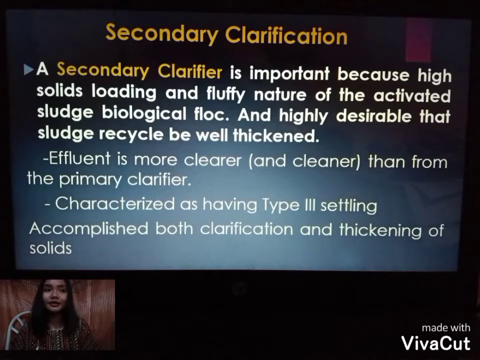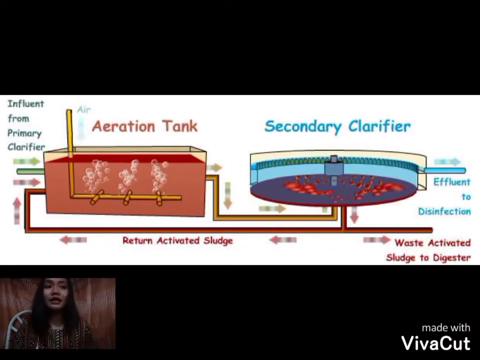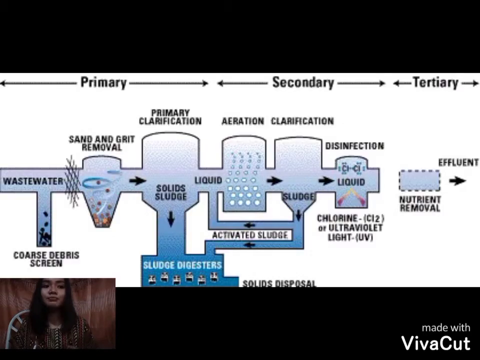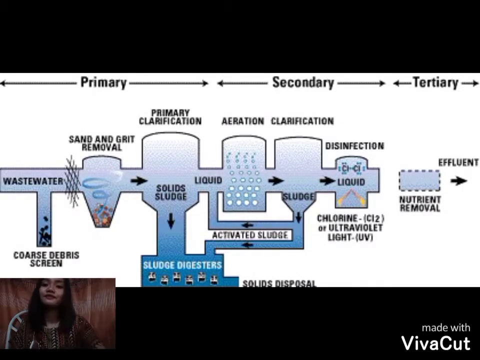A secondary clarifier is important because of the high solid loading and fluffy nature of the activated sludge biological floc, and it is highly desirable that the sludge recycle be well thickened. In the secondary clarifier, the effluent is clearer and also cleaner than from the primary clarifier. The primary clarifier has type 2 settling. The secondary clarifier is characterized by type 3 settling, which accomplishes both clarification and thickening of the solids.